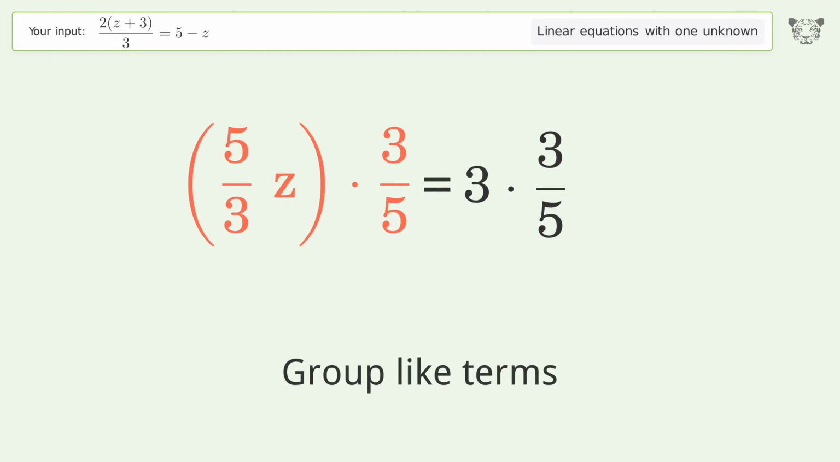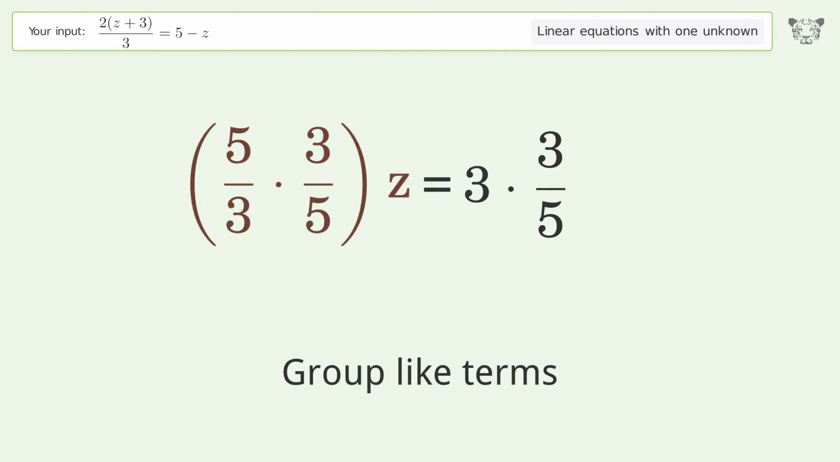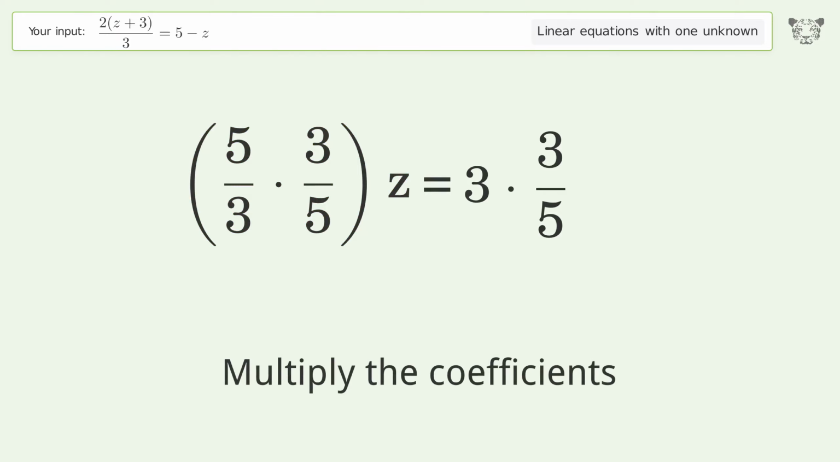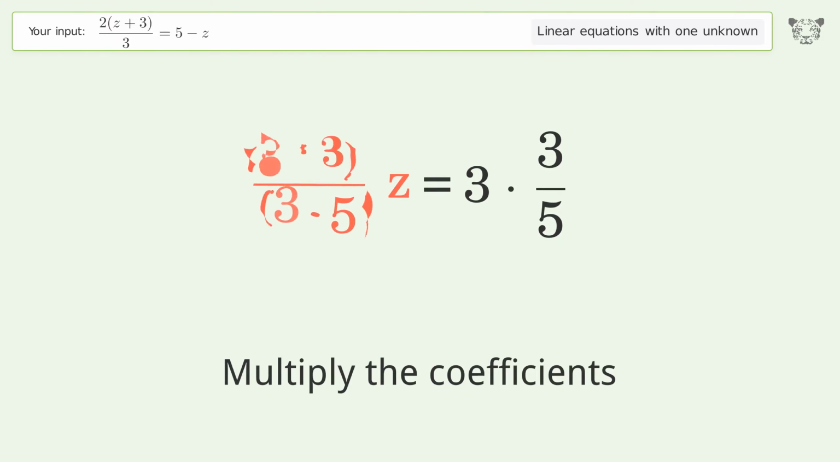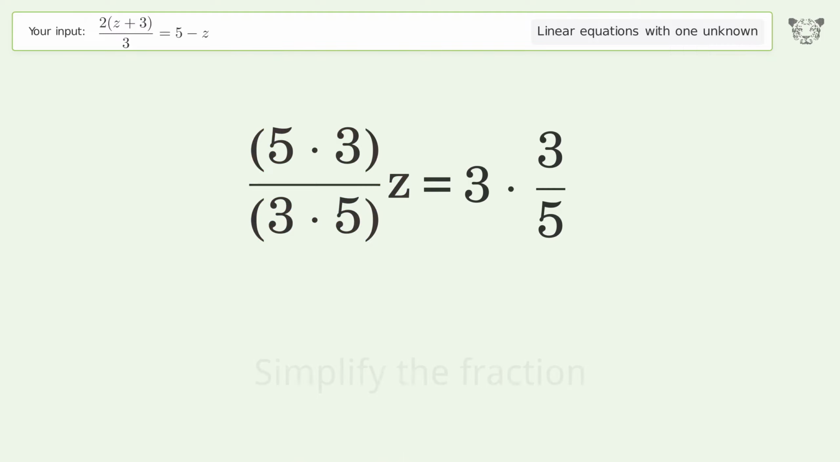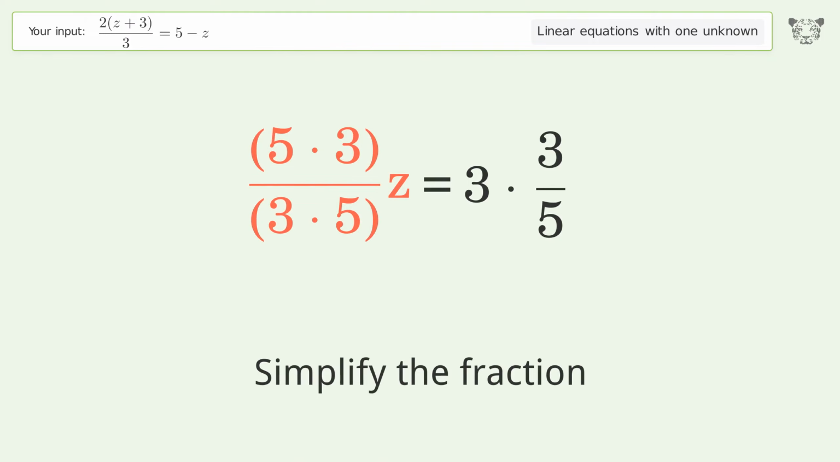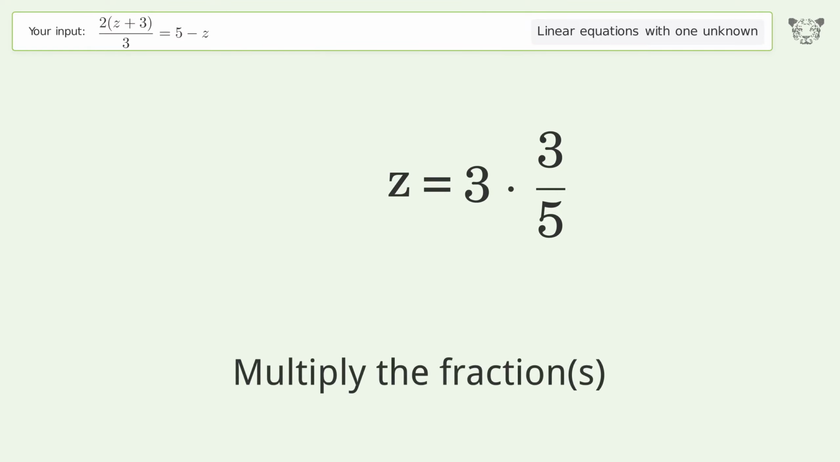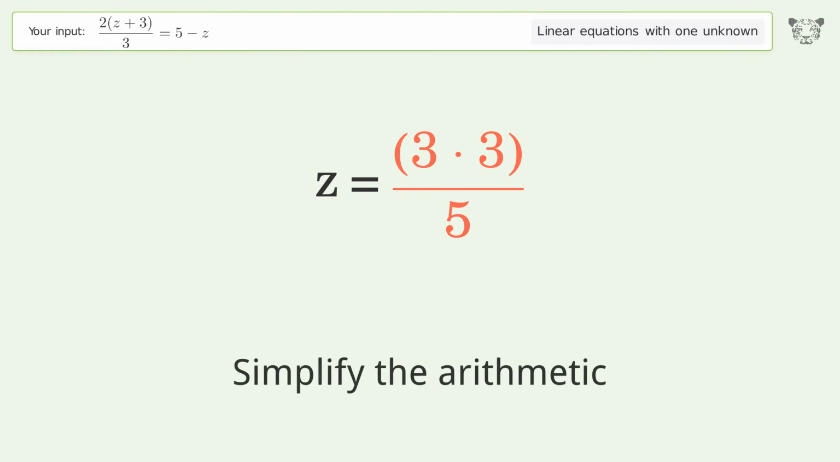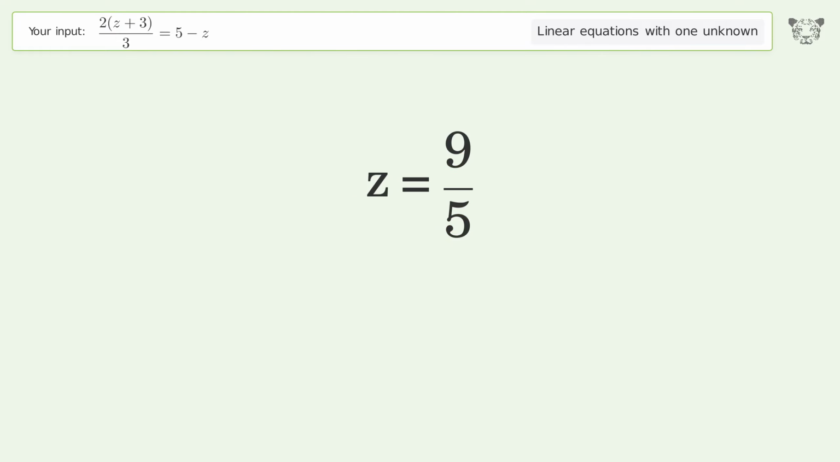Group like terms. Multiply the coefficients. Simplify the fraction. Multiply the fractions. Simplify the arithmetic. And so the final result is z equals 9/5.